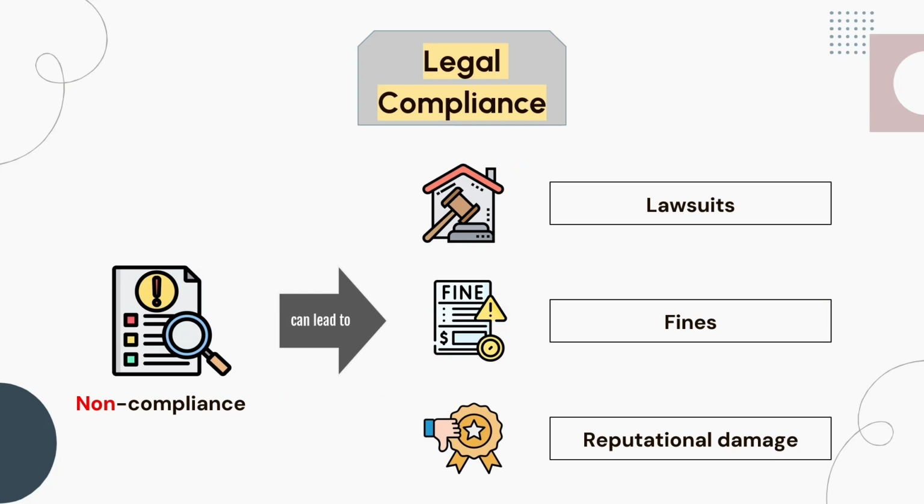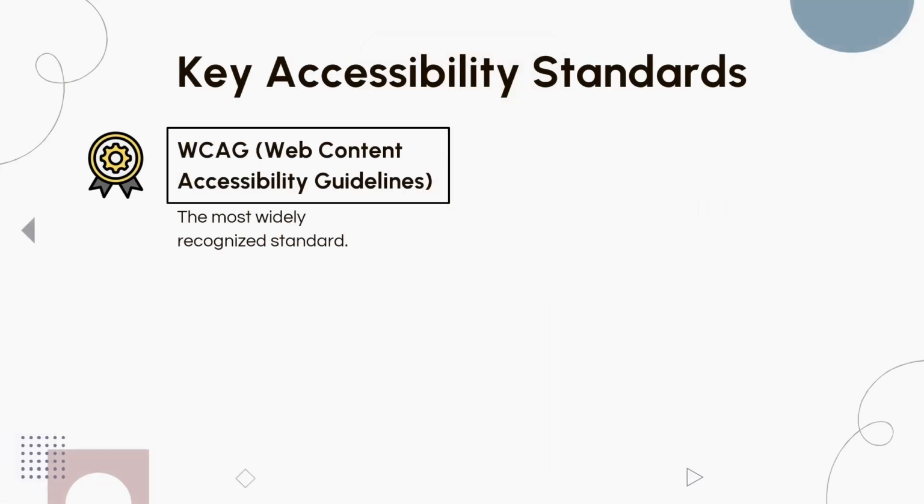Non-compliance with accessibility laws can lead to serious repercussions, including lawsuits, substantial fines, and significant reputational damage. When organizations fail to meet established accessibility standards, they risk being targeted by legal action from individuals or advocacy groups who seek to enforce the rights to equal access.